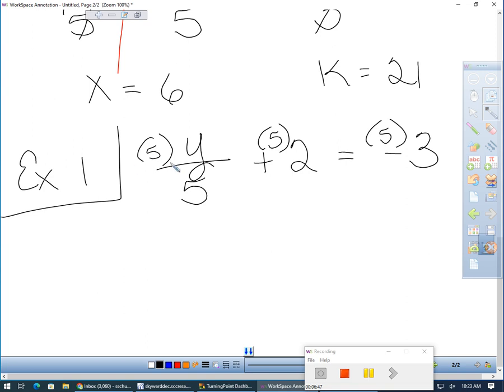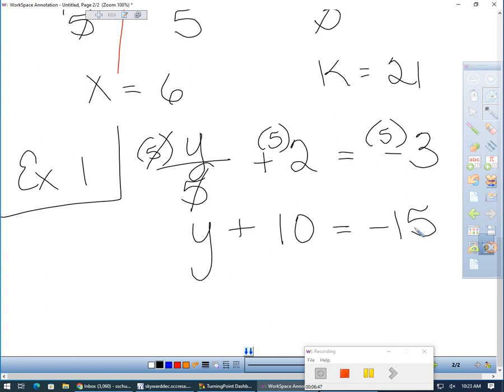In this first one, my 5's cancel, right? So I just have y. Plus, here I have 5 times 2, which is 10, equals, and over here I have 5 times negative 3, negative 15. Now look at that problem I have. Without the fraction, does that look a lot easier?